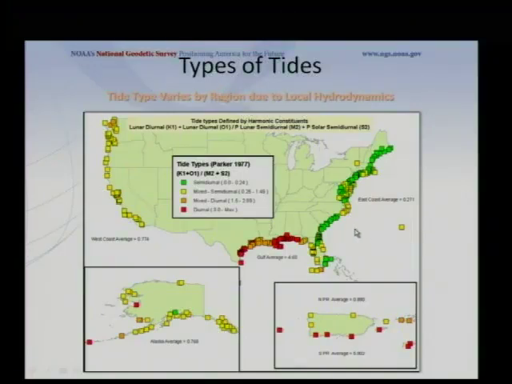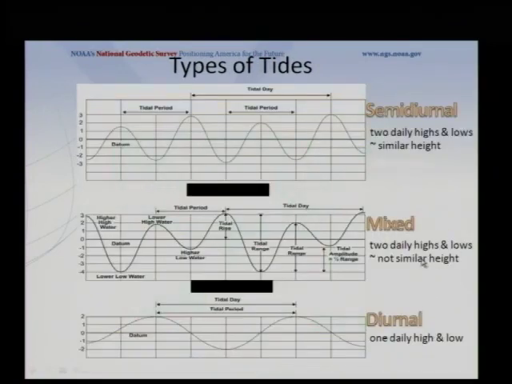There are several different types of tides. On the west coast, we have a mixed semi-diurnal tide. And that is a combination of these two types of graphs showing typical tides. Semi-diurnal being two daily highs and lows, mixed meaning that those highs and lows are not at the same range, not at the same water level.